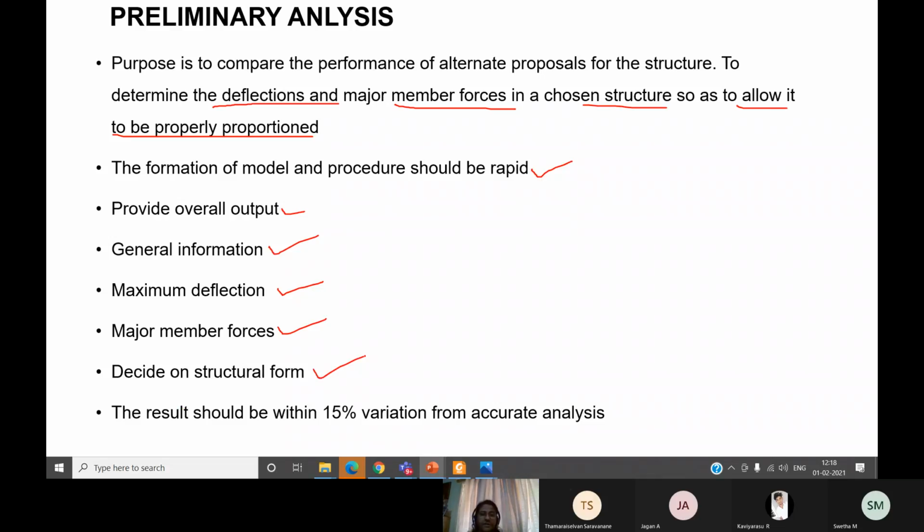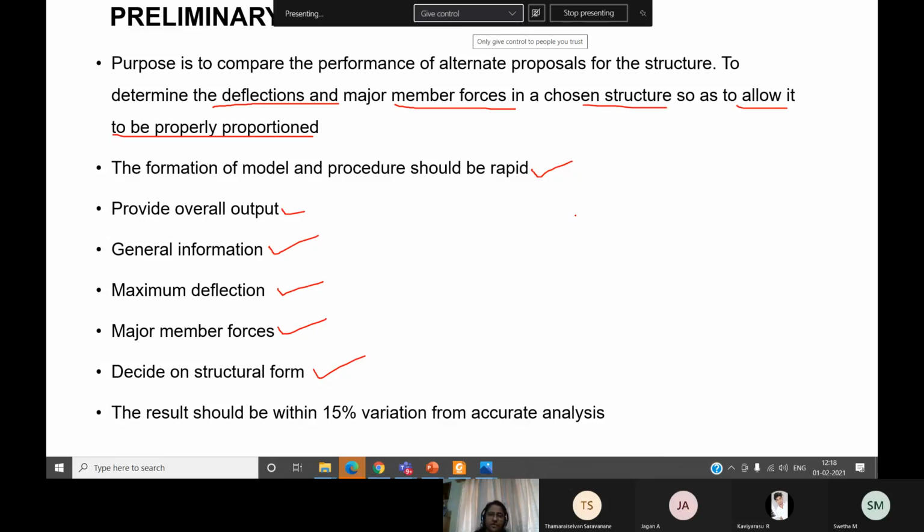Which structural system has to be adopted? Either we can go for a rigid frame, a braced frame, an infilled frame, or a shear wall. Which structural form has to be adopted? That decision can be made from the preliminary analysis. All the results should be within 15% variation from the accurate analysis. As I told, it will not give you an accurate analysis. So when you do an accurate analysis, a 15% variation is permitted when you do a preliminary analysis.